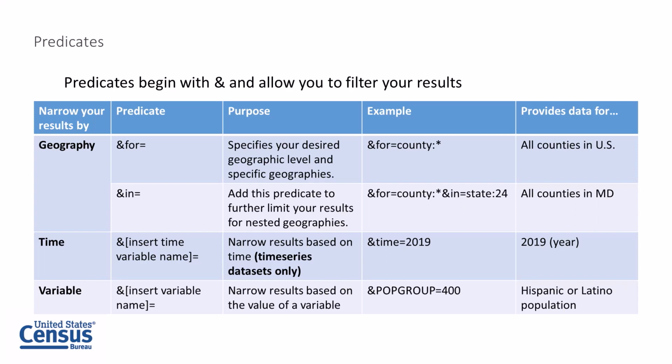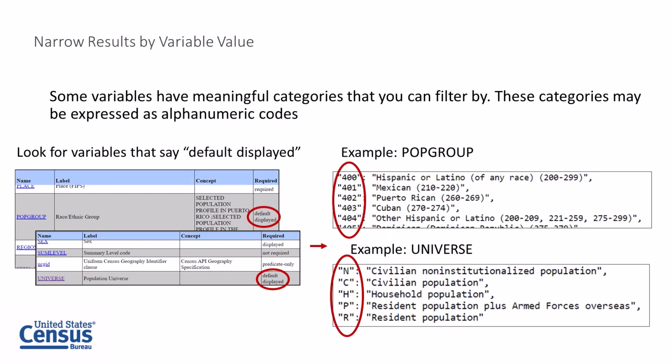And the last way you can limit your results is based on variable value. Similar to time, you'll include ampersand, insert your variable name, and put equals, then specify the value you want to filter by. As an example, including ampersand pop group equals 400 would restrict your results to data for the population group 400, which refers to the Hispanic or Latino population. That's just one example on how you can limit your results based on variable value, but there are a variety of variables in our API that have a specified number of categories that you can filter by.